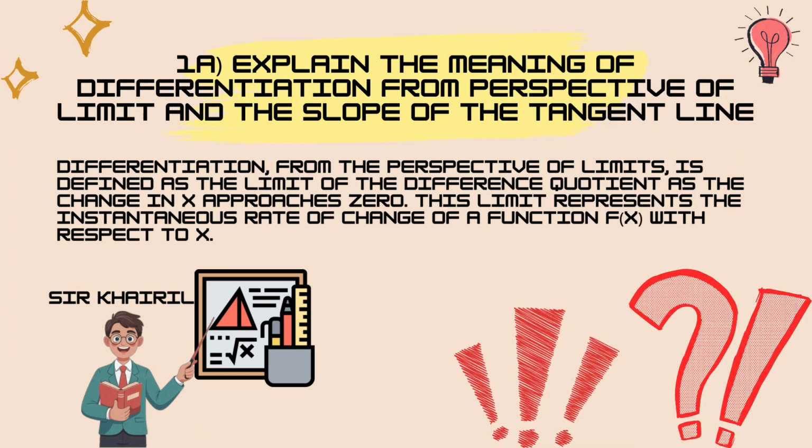So for the first question, explain the meaning of differentiation from the perspective of limits and the slope of the tangent line. Differentiation from the perspective of limits is defined as the limit of the difference quotient as the change in x approaches zero. This limit represents the instantaneous rate of change of function f(x) with respect to x.